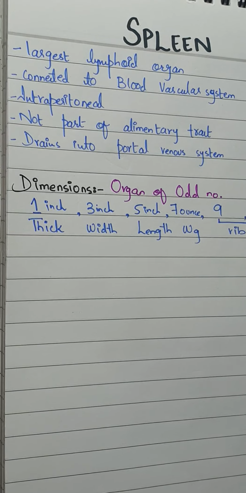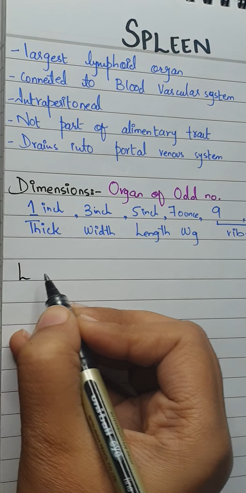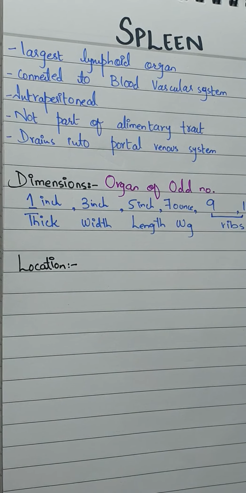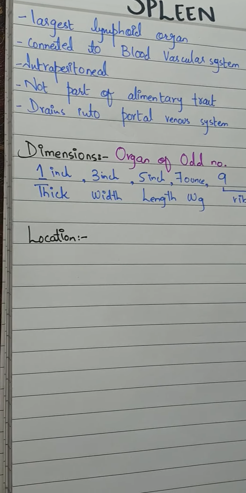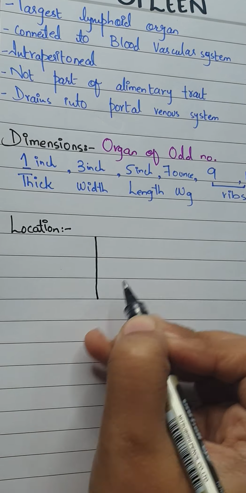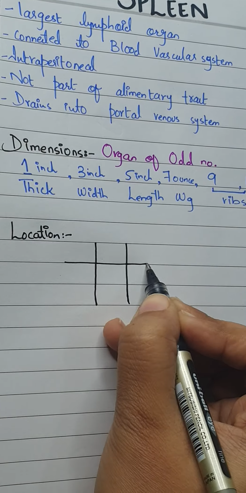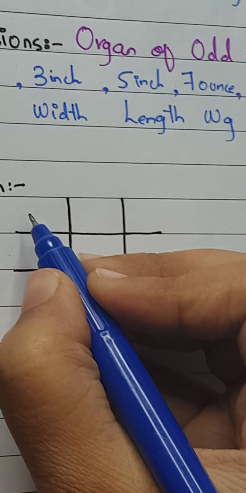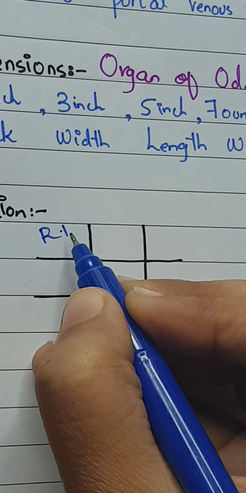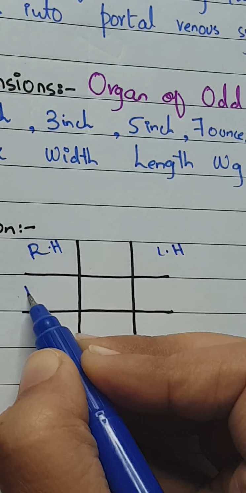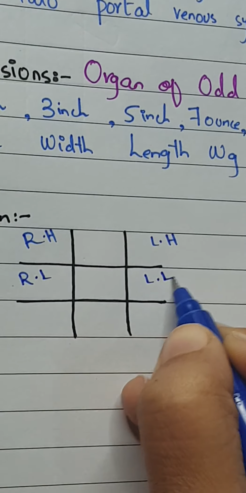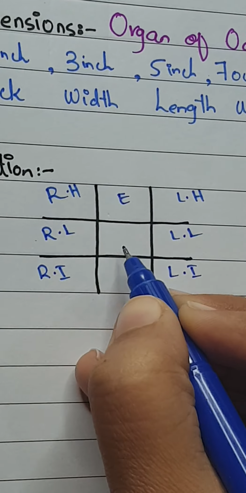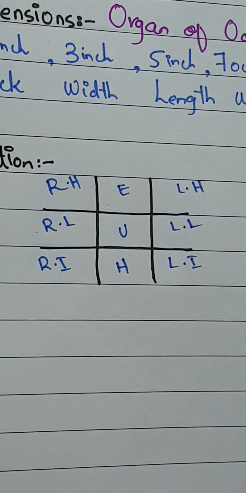So talking about the location, a spleen lies mainly in the left hypochondrium and partly in the epigastrium. Here I am drawing to you the 9 regions of abdomen. These 9 regions of abdomen being the right hypochondrium, left hypochondrium, right lumbar, left lumbar, right iliac fossa, left iliac fossa, epigastrium, umbilical, hypogastrium.